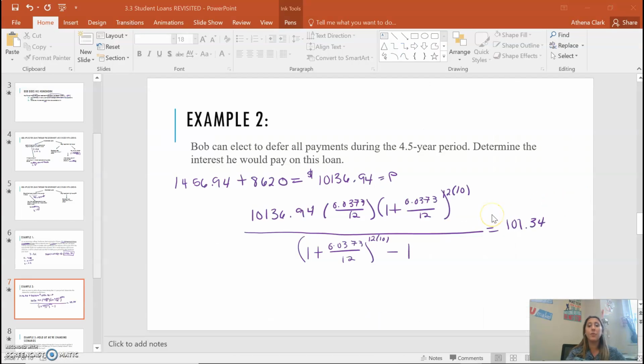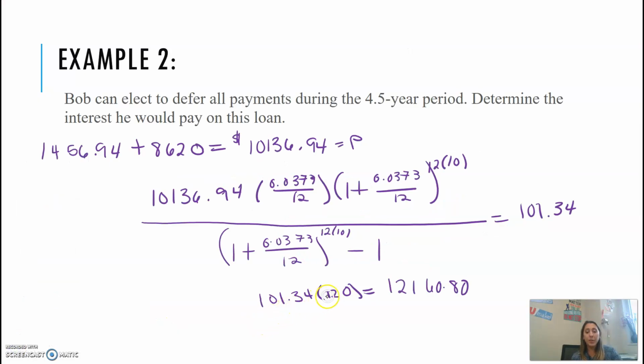So 101.34. Now we take that amount, and that's only for 1 month. But remember, we're making this same payment. That's one of the nice things about student loans is it's the same payment for 10 years, but we've got to make that payment for 10 years. So we get 101.34 times 120. 120 is the number of months in 10 years, and that equals $12,000. But that's our total paid. That doesn't tell me the interest.